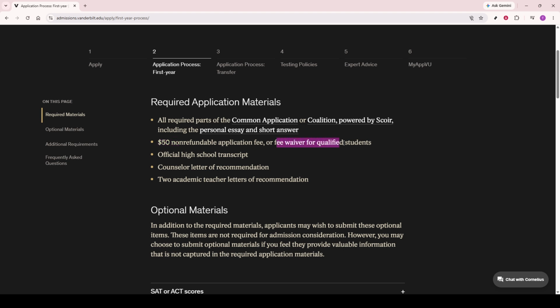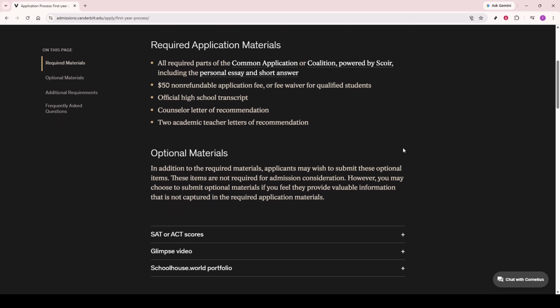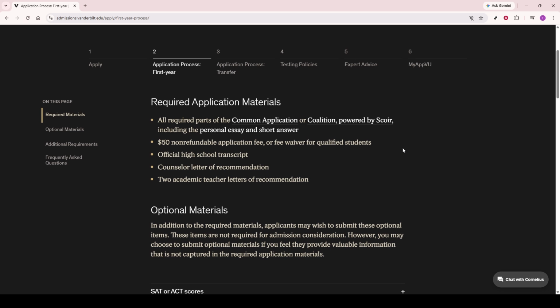Some applicants will have additional requirements. If you're applying to the Blair School of Music, you'll need to complete a pre-screening and an audition, so be sure to account for that extra preparation time. International applicants may also need to submit proof of English proficiency through exams such as the TOEFL, IELTS, or Duolingo English Test. Finally, pay close attention to deadlines and financial aid.